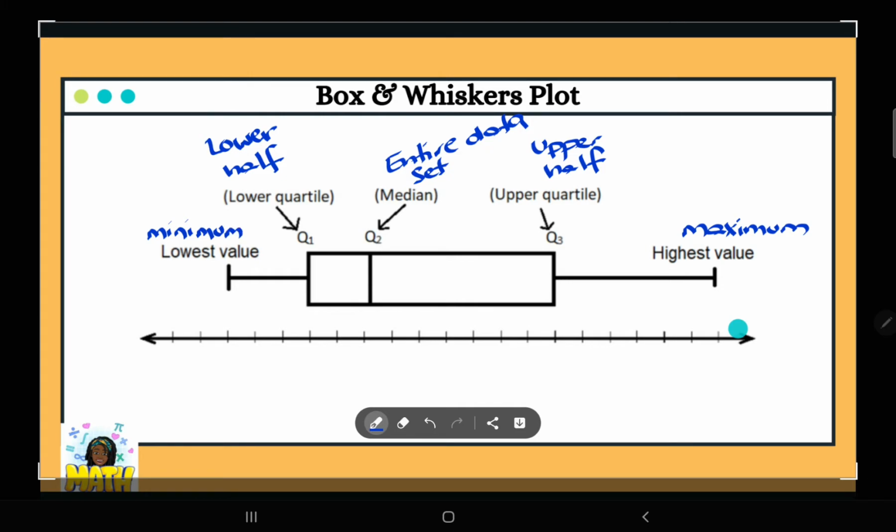Now, when we break up our data, we find that you have 25% of the data represented between the minimum and Q1, another 25% between Q1 and Q2, another 25% between Q2 and Q3, and 25% between Q3 and the maximum. Okay, now we know 25 percent is out of 100, simplified is 1/4. So that also means that I have 1/4 of the data between minimum and Q1, another 1/4 here, 1/4 here, and 1/4 here.